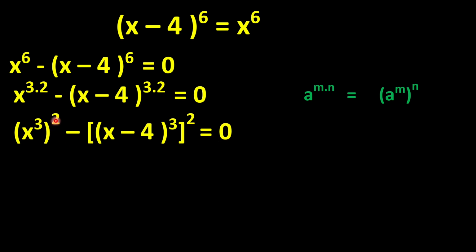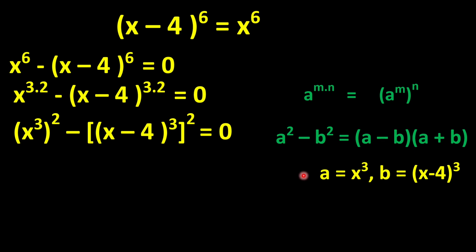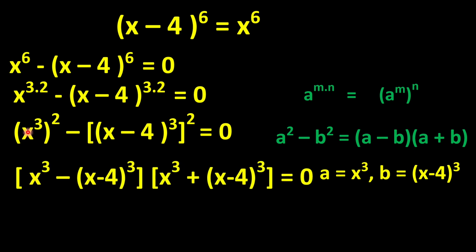So now this is in the form of a square minus b square. Here we have x cube equal to a, and (x minus 4) cube equal to b. So we will use the algebraic identity a square minus b square, which is equal to (a minus b) into (a plus b), where a equal to x cube and b equal to (x minus 4) all cube. So let's expand this. This will become (a minus b) into (a plus b) equal to 0.